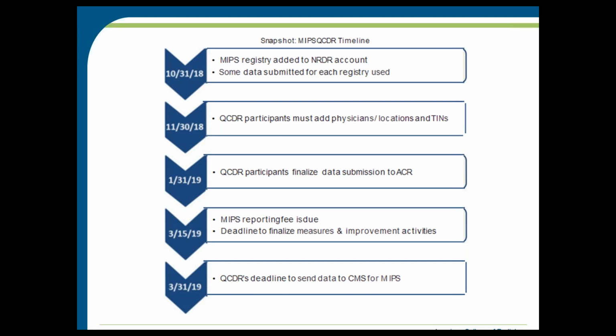Around the middle of March, you'll be invoiced for the MIPS fees. Again, that fee is per physician who's participating in MIPS, and that's also your deadline to finalize your measures and your improvement activities. At that point, you'll submit your data to CMS, and then it's all done. The absolute deadline for that is March 31st. CMS will not accept any measure data after March 31st for the 2018 reporting year.